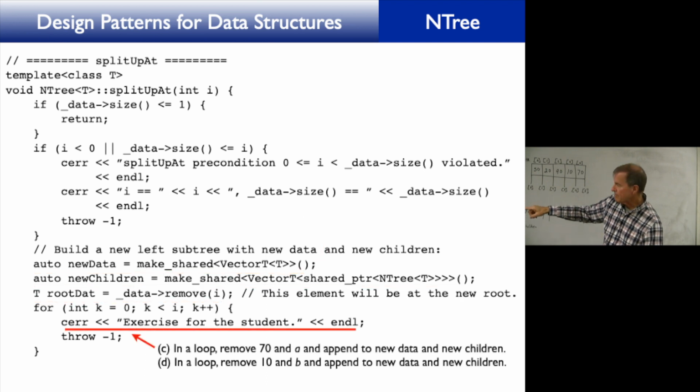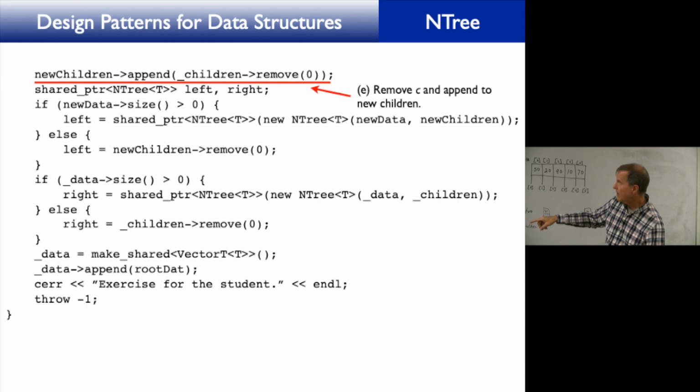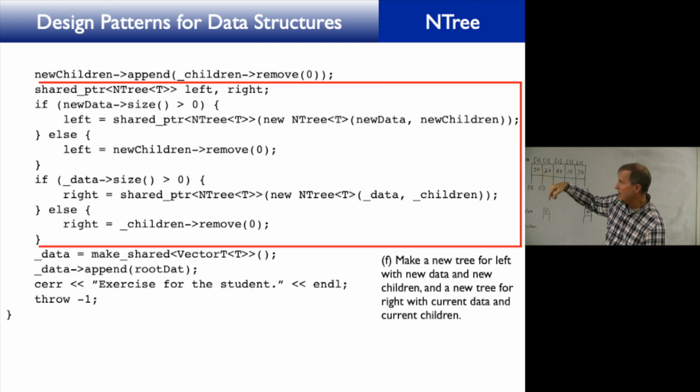One exercise for the student on this is in part C. This is the code that happened in part C. In a loop, remove 70 in A and append to new data and new children. And in a loop, remove 10 in B and append to new data and new children. So that's steps C and D. And then here in E is where we remove C and append the new children. And here, to answer your question, is what happens in F.